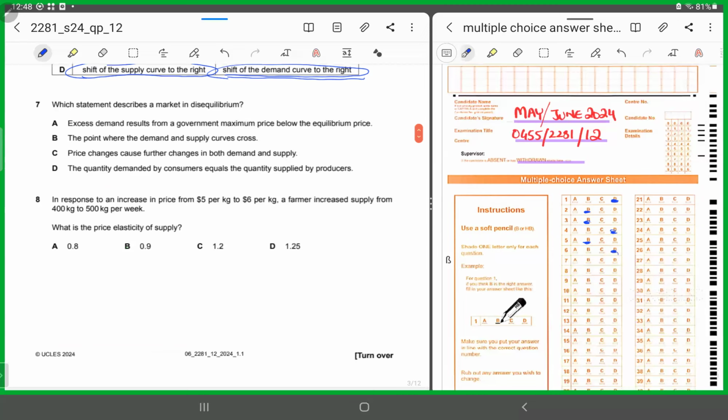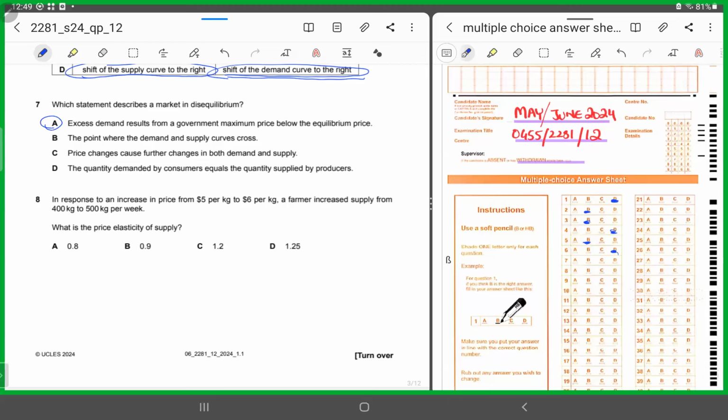All right, let's look at number 7. Number 7 says, which statement describes a market in disequilibrium? Now we know a market is in disequilibrium when the supply and demand curves do not meet, right? When there's no equilibrium, they do not intersect. A says excess demand results from a government maximum price below the equilibrium price. Yes, that's the correct answer.